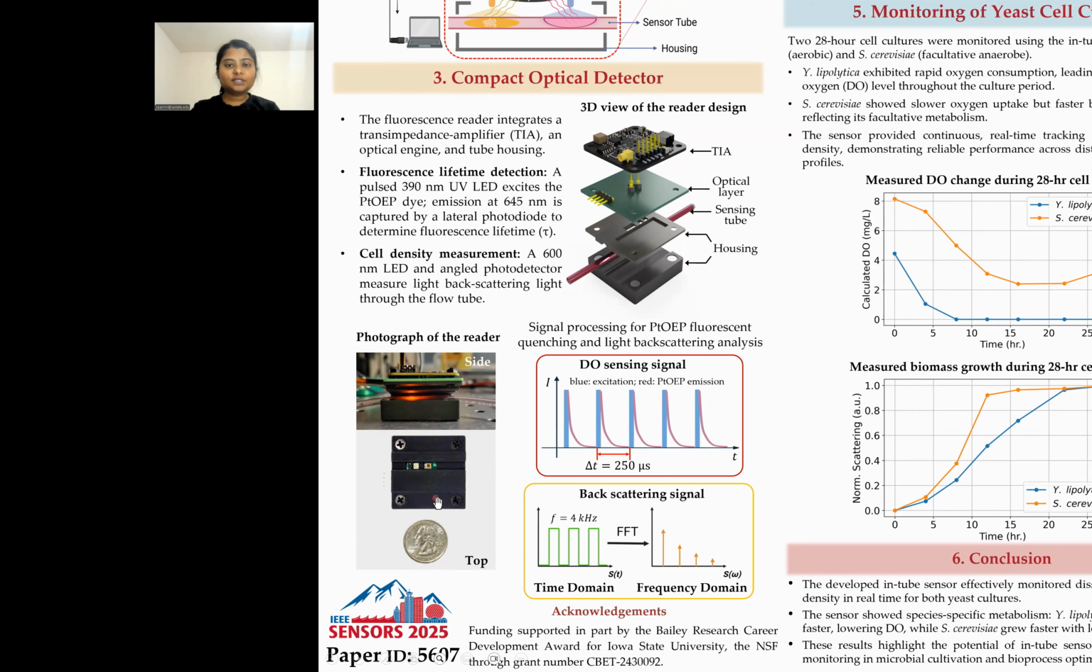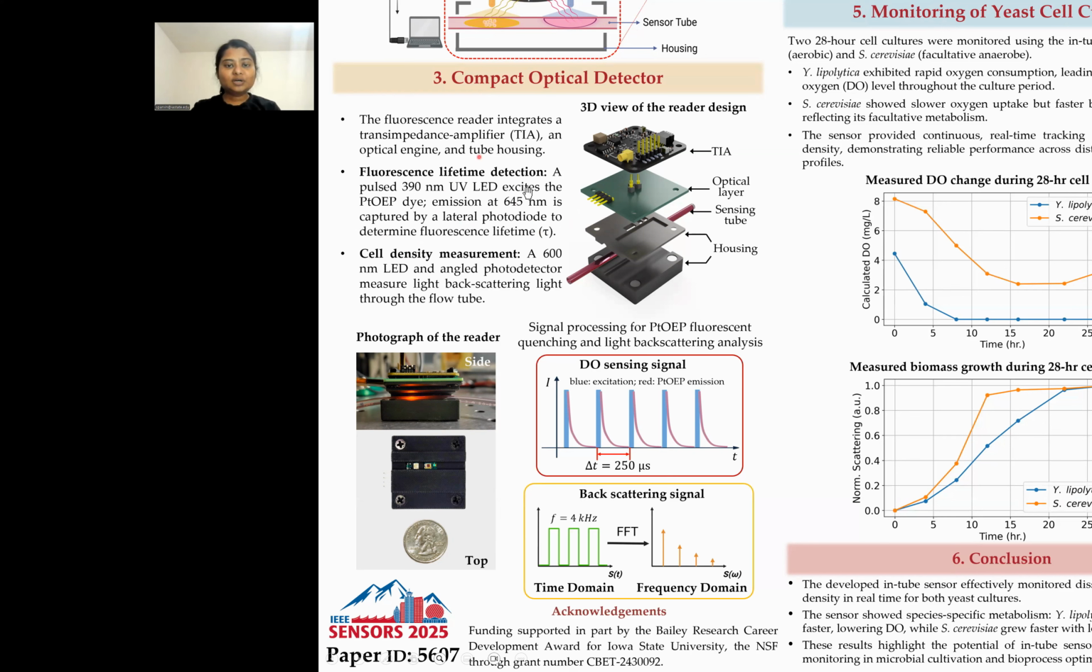For measurement of the dissolved oxygen, what parameter do we take into consideration? We measure the fluorescence lifetime of the PtOEP dye. The PtOEP dye can be excited using a 390 nanometer UV LED. The emission from the PtOEP dye can be collected at 645 nanometers, and then this is collected by the photodiode to determine the fluorescence lifetime of the dye.